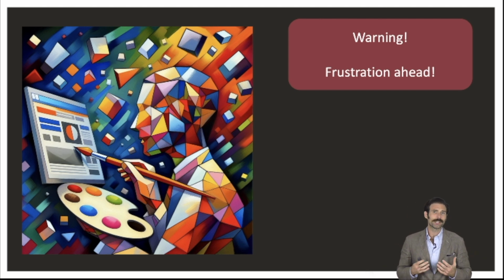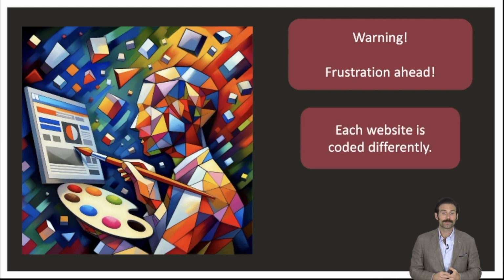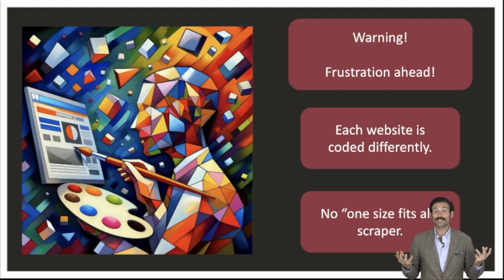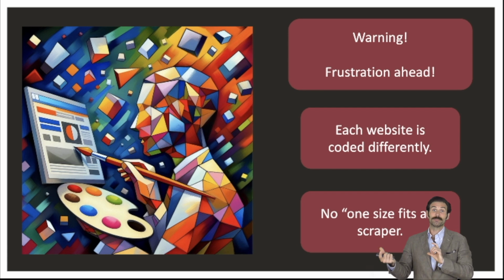So it can be a bit frustrating to try to guess and find out where information is in the code. Again, each website is coded differently, so there's not a one-size-fits-all scraper. You will have to build a scraper for every individual website you would like to scrape, and they may be completely different.